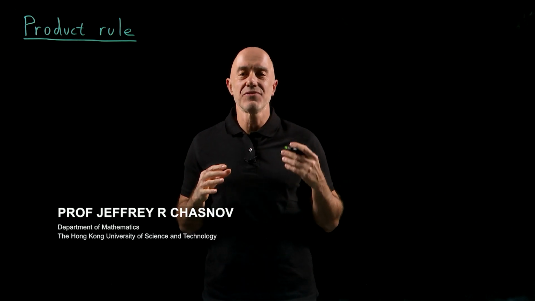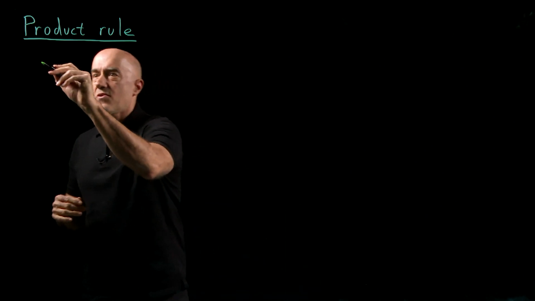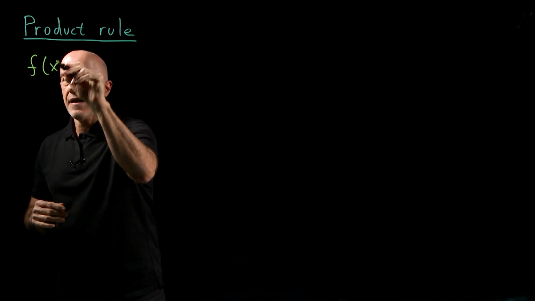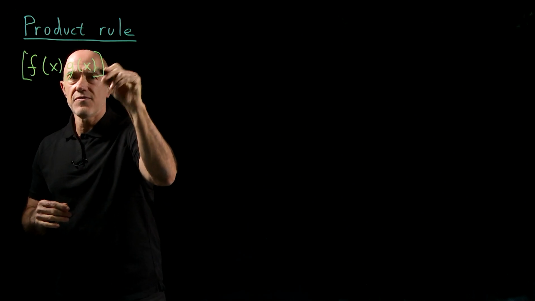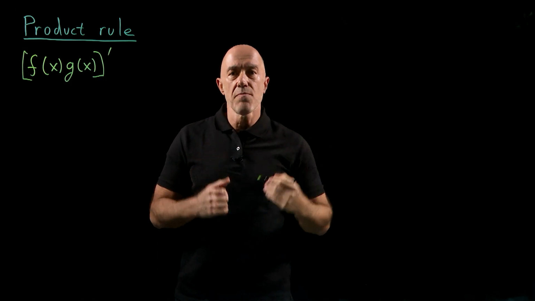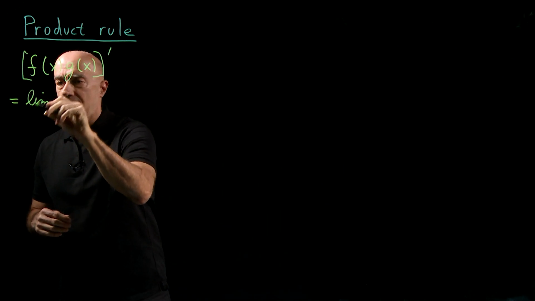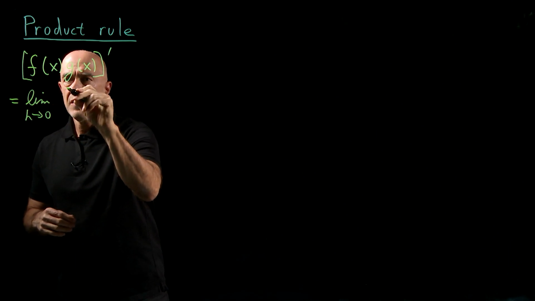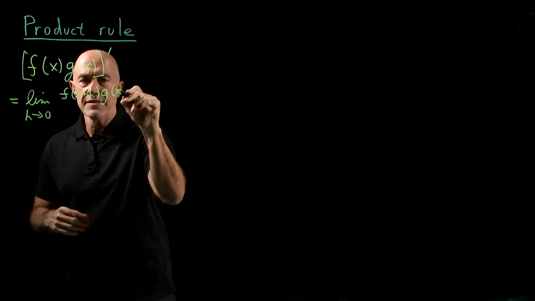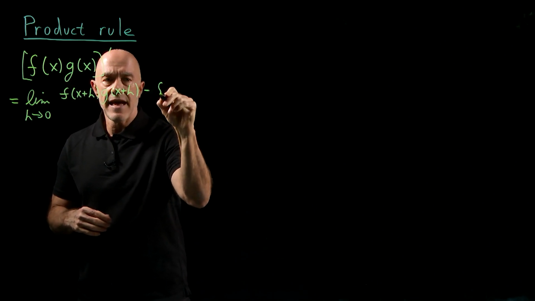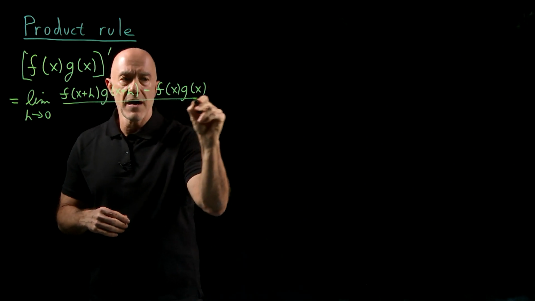Now let's learn how to differentiate the product of two functions. So we have f of x times g of x, and we want to take the derivative of the product. Again, we're going to go back to the definition. So this is equal to the limit as h goes to 0 of f of x plus h, g of x plus h, minus f of x times g of x, divided by h.